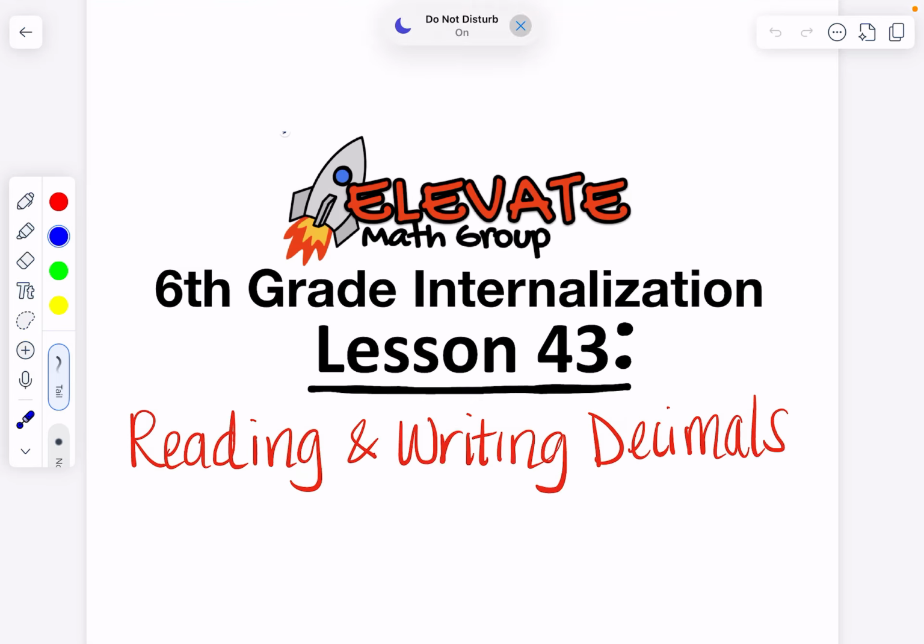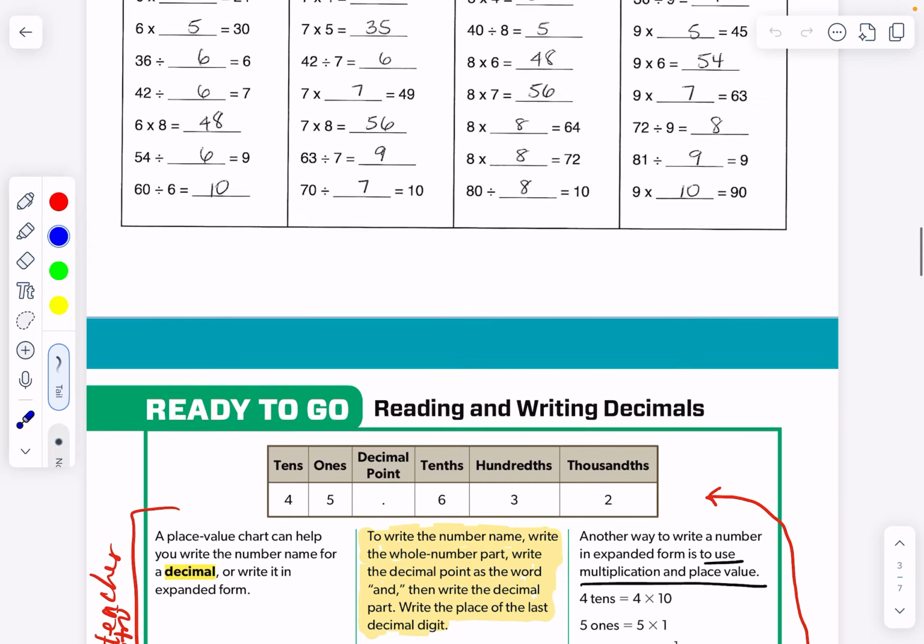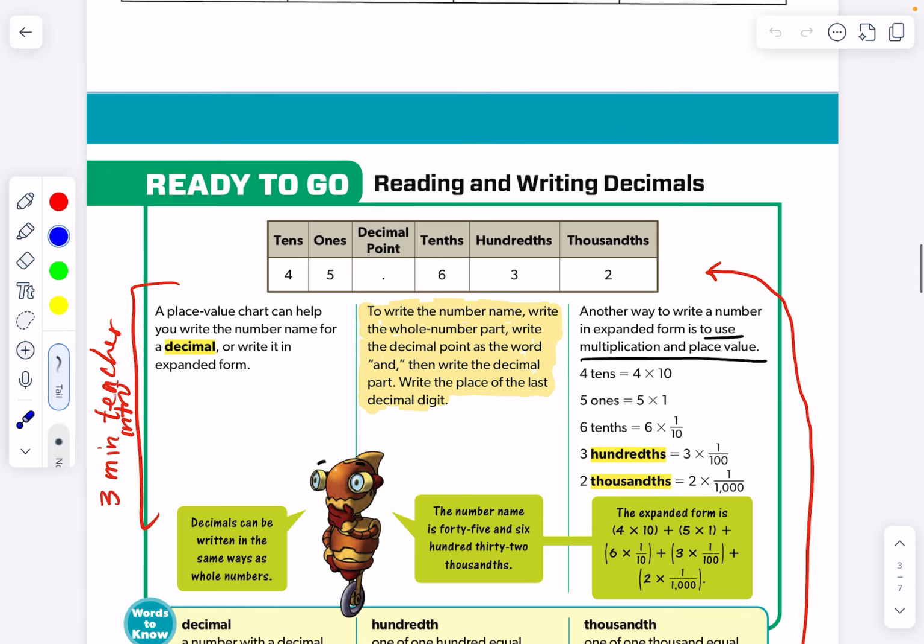Okay, so for our sixth grade Elevate groups, we are now moving away from whole numbers and into reading and writing decimals. So, again, yet another lesson that is going to place strong emphasis on the place value chart. When you are printing out the place value chart, make sure that it is one with the space for decimals. We don't want the whole number place value chart because it's not going to be beneficial for us.